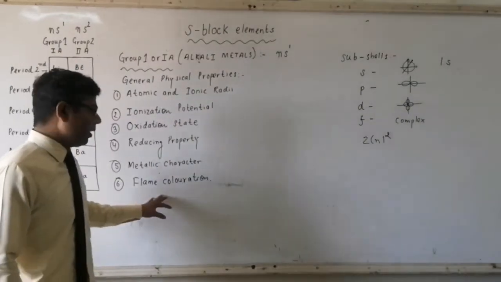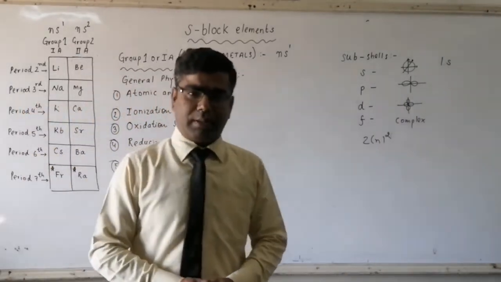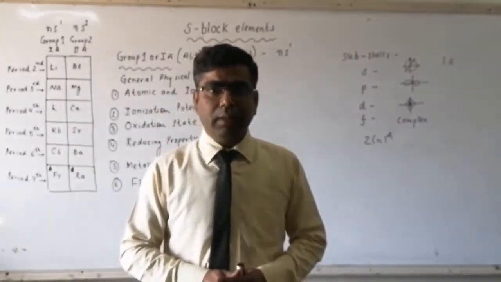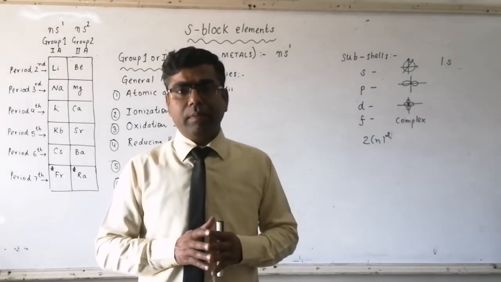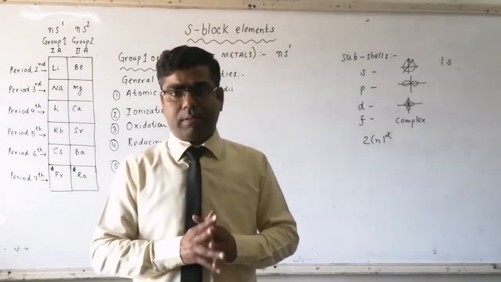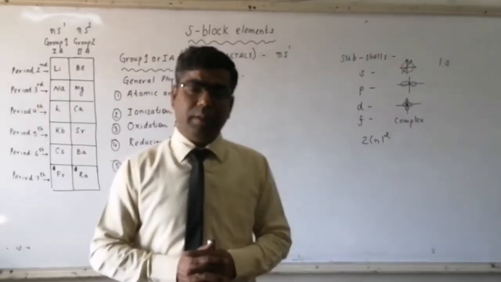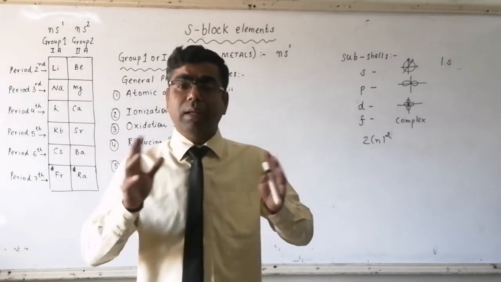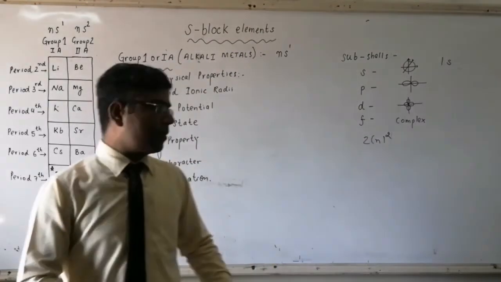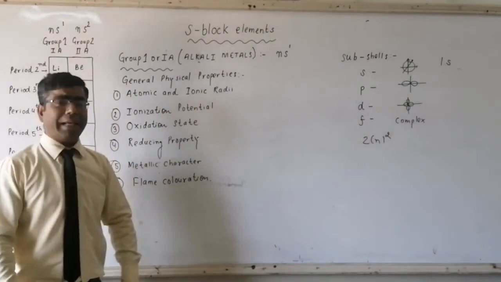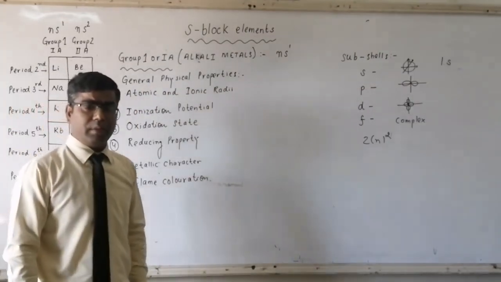Then we have flame coloration. When alkali metals or their salts are heated in a Bunsen burner flame, then these metals or their salts impart a characteristic color to the Bunsen burner flame. Means they will provide color to the Bunsen burner flame. So all these points are very important whenever we talk about alkali metals. So this is all about general physical properties.